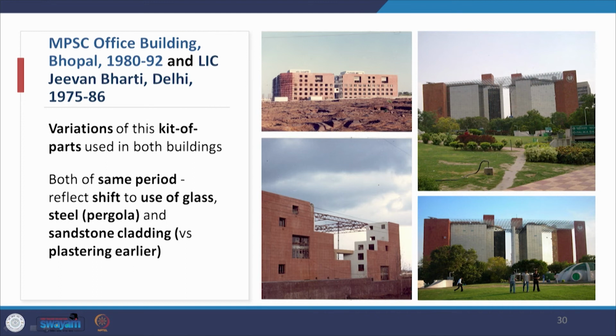And then we find that same kit of parts being used in the Madhya Pradesh State Corporation office building in Bhopal 1980 to 92, and the LIC Jeevan Bharti building in Delhi from 1975 to 86. Variations of the kit of parts in both these buildings, both of them are of the same period in that they reflect a shift in the material configuration in Charles Correa's work. We find the use of glass, we find the use of steel in the pergola, we find the use of sandstone as a cladding material versus plastering before, and of course he was using the RCC frame earlier also. So we find that in both these buildings.